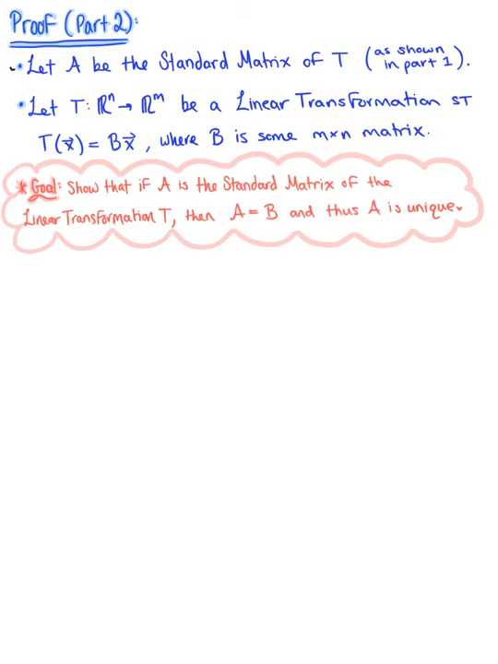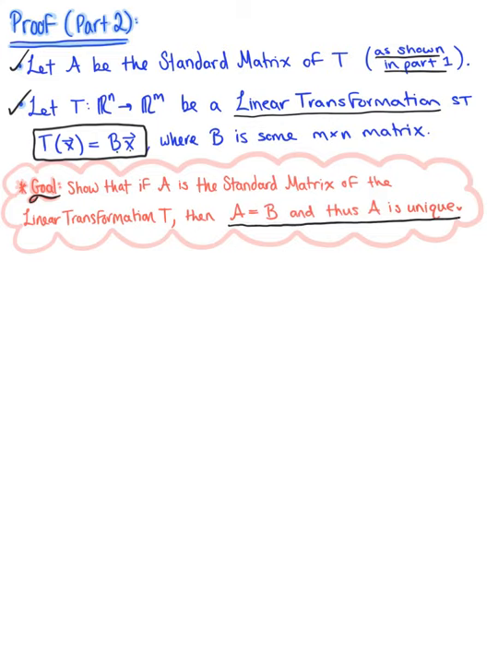So here, we want to let matrix A be the standard matrix of our linear transformation T, as we have just shown in part one. Now, we also want to let T from Rn to Rm be a linear transformation such that the image of vector x under the action of T is defined as matrix B times vector x, where B is some m by n matrix, and vector x is some vector in Rn. So the goal, again, is to show that if A is the standard matrix of our linear transformation T, then matrix A must be equal to matrix B, thus making matrix A unique.